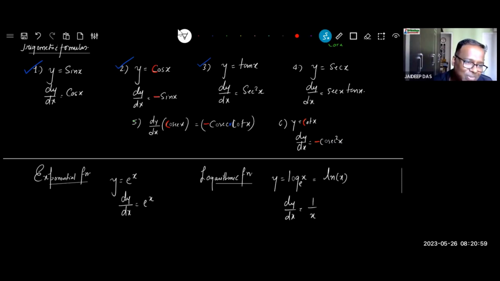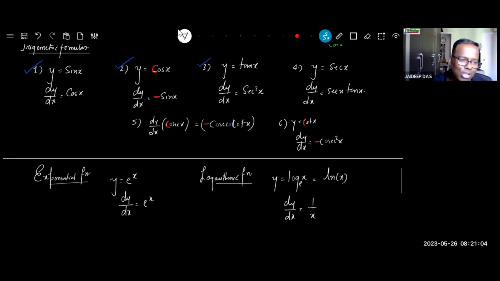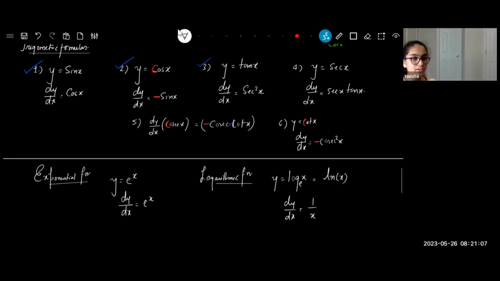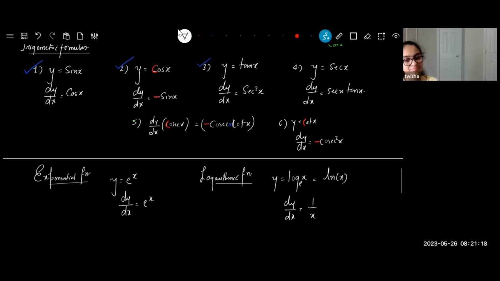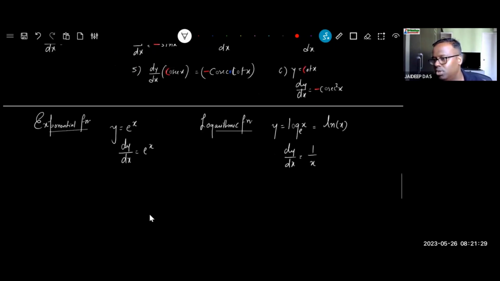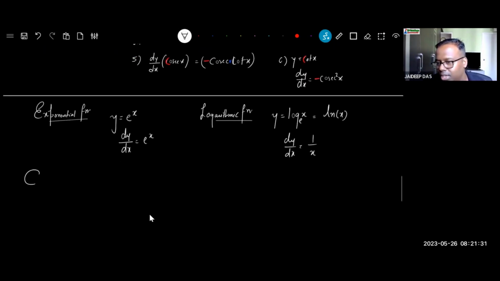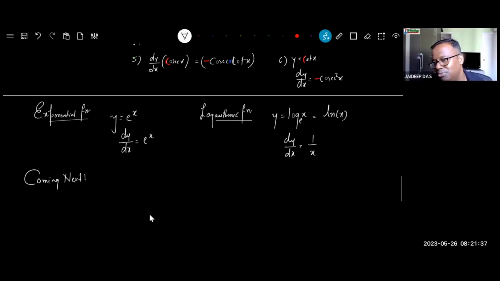Is there only one formula for logarithmic, or is there one more? We will unfold it later. There's no point, you're not able to digest so much of spices. We don't require that so much in the next class. What we will do is go to the algebra of differentiation: the product and the division of differentiation. Coming next week.